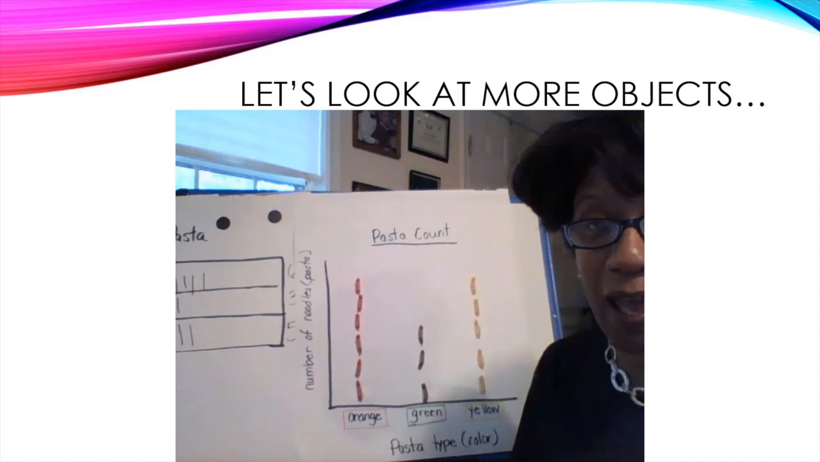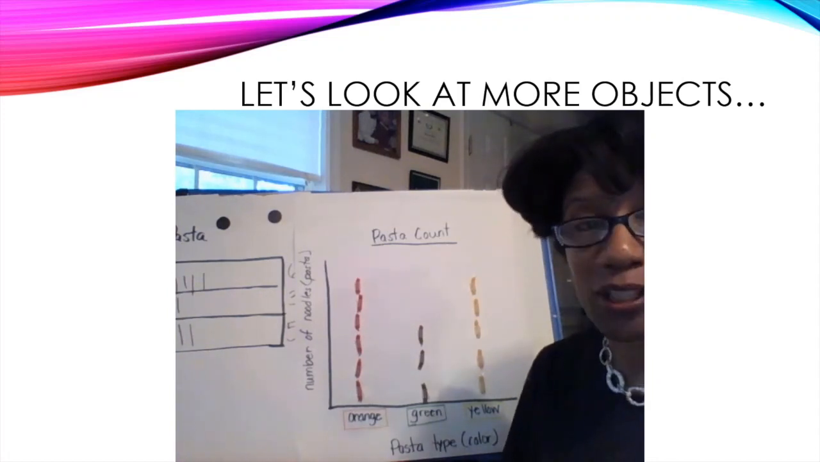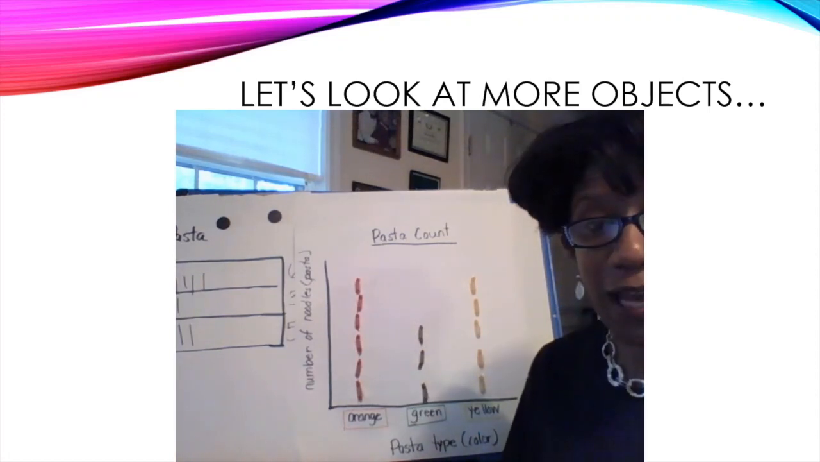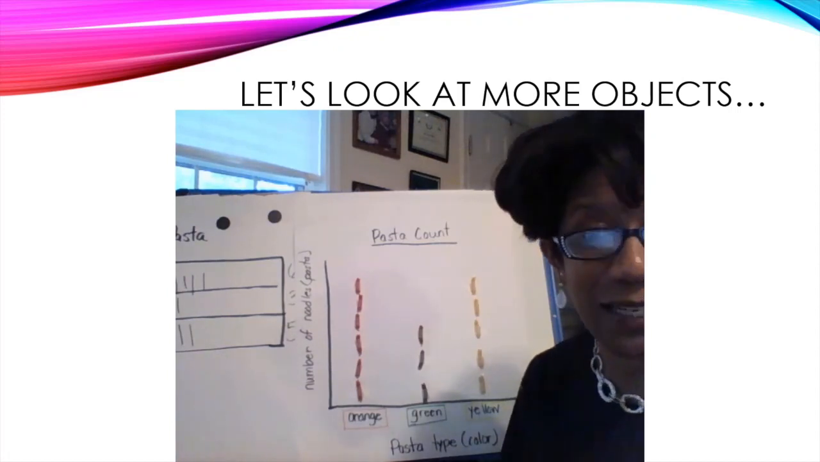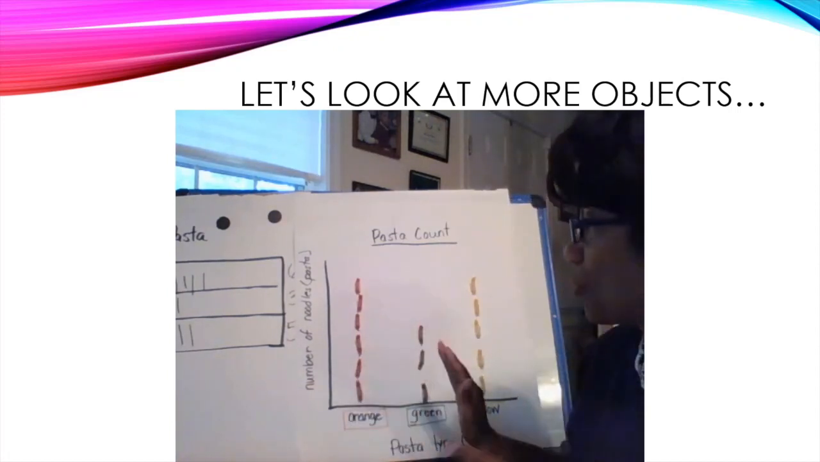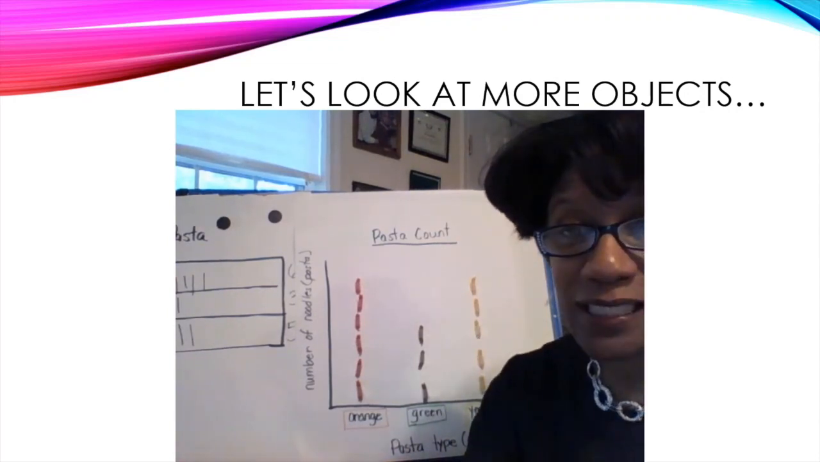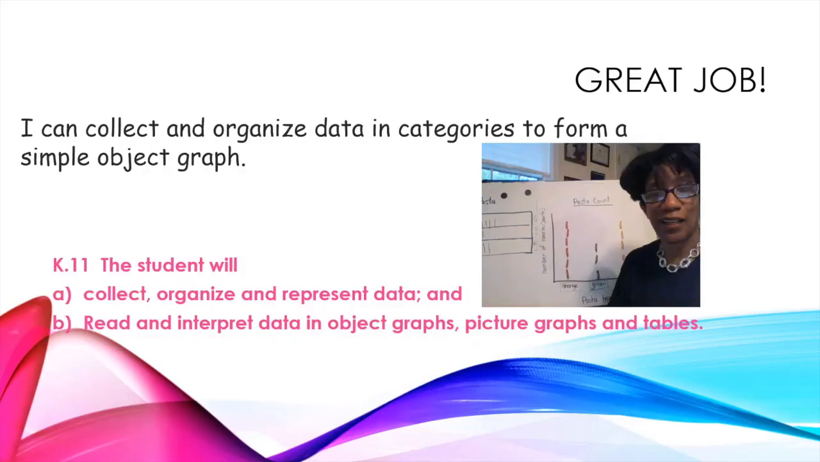We did an object graph with markers. We did an object graph with linking cubes. And now we've done an object graph with pasta. So now we understand how to create an object graph from a table in which we've collected our data, and then we can transfer it into our object graph. So that was great learning today. So that completes our object graph today.